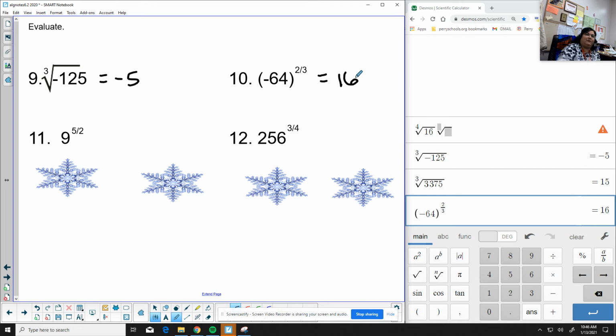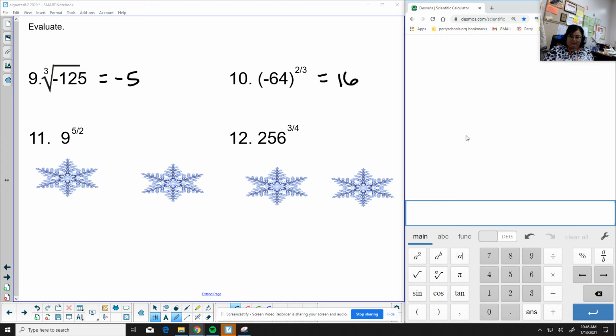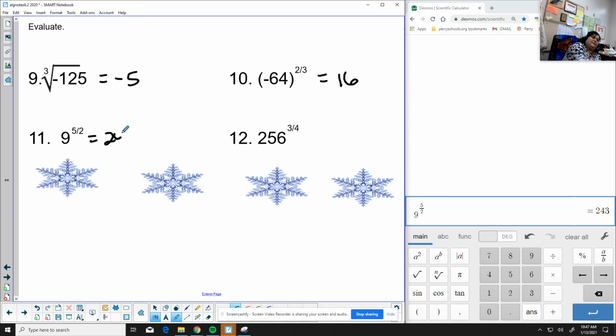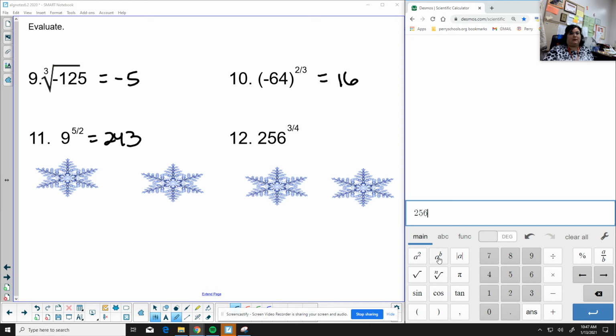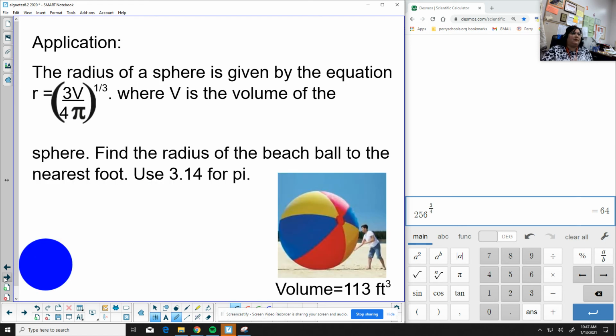So these are calculator problems. It's just a matter of getting through the calculator to come up with the answer. So how about this one here? Let's do 9 to the 5/2. So 9, raise it to the power, then put the fraction in there. So 5 over 2. And that gives me 243. And then 256, and I need an exponent and a fraction. So 3/4, and that's 64. So it's a lot of calculator work today, but understanding what they mean.